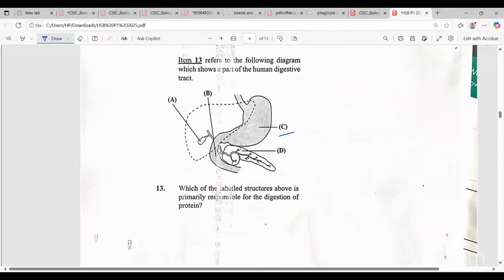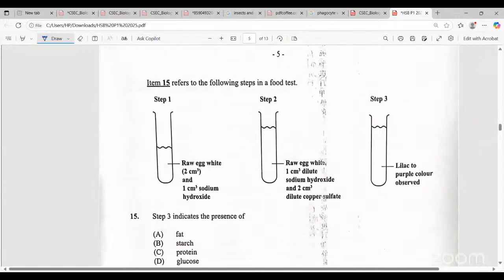15, talk about sodium hydroxide, copper sulfate, raw egg. Let's put in a tube there. Sodium hydroxide is placed to test it. It says step 3 indicates the presence of, we know that it's purple color, and sodium hydroxide is used to test for protein. Purple color is a positive test. So that one would be C.